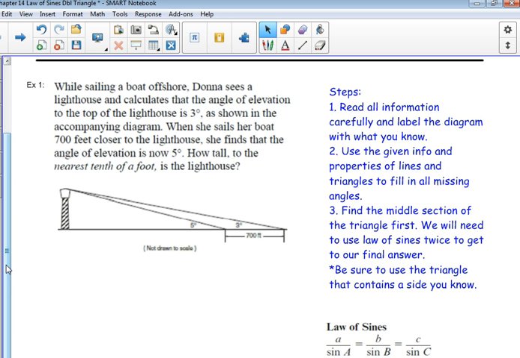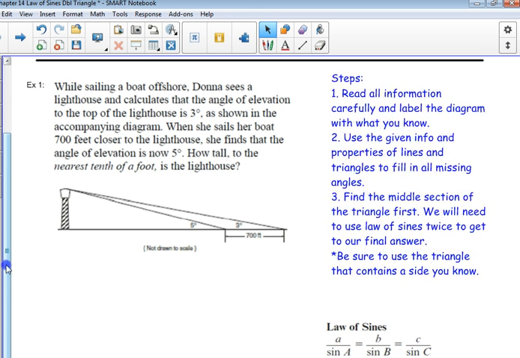Before we even start, let's read our problem so you guys can kind of see. They usually give you guys a triangle already made, which is nice with this stuff. So you're sailing a boat offshore. She sees a lighthouse. Calculates the angle of elevation at the top of the lighthouse is 3. She sails the boat 700 feet closer. Later, she finds out the angle of elevation is now 5. All right. How tall is the lighthouse?